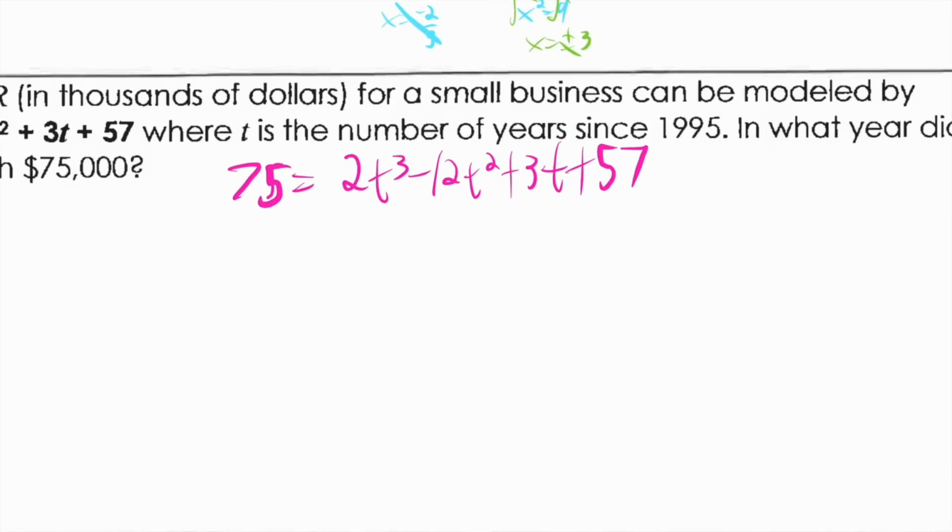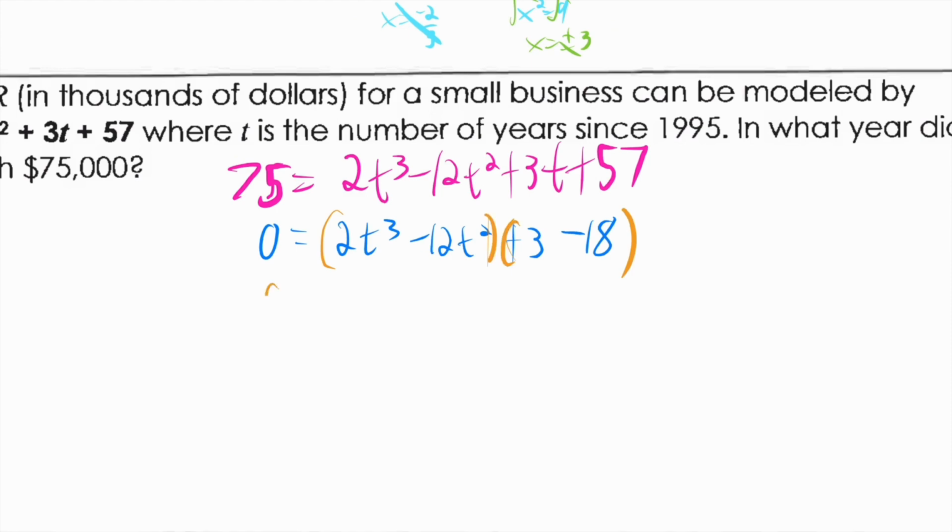Now, in order to solve this, just like before, we need to get it equal to 0, so we'll subtract 75 from each side, giving us 0 equals 2t cubed minus 12t squared plus 3t minus 18. Now, since we have 4 terms, we check for a GCF. There is none, so we'll go ahead and factor. Group the first 2, group the last 2 when they have 4 terms.